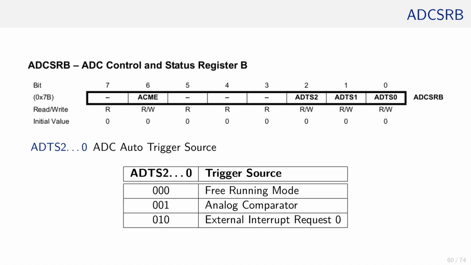But at the moment, more interesting for us are the ADTS bits, which determine what else can trigger a conversion. First of all, there is the so-called free running mode, which we will handle in a bit. Then there is the comparator, which I just mentioned in the previous slide. But also external interrupt requests can be used. That can be, for instance, a trigger through a button press or a sensor sending a pulse through the INT0 pin, which is port D2.